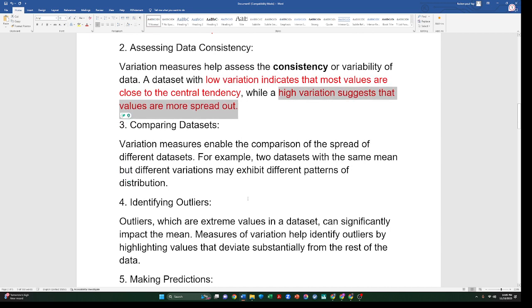The third is comparing data sets. Variation measures enable comparison of the spread of different data sets. For example, two data sets with the same mean but different variation may exhibit different patterns of distribution. So for example, my mean grade is 84, and Letlet's mean is 87. But my standard deviation is 1, hers is 3.